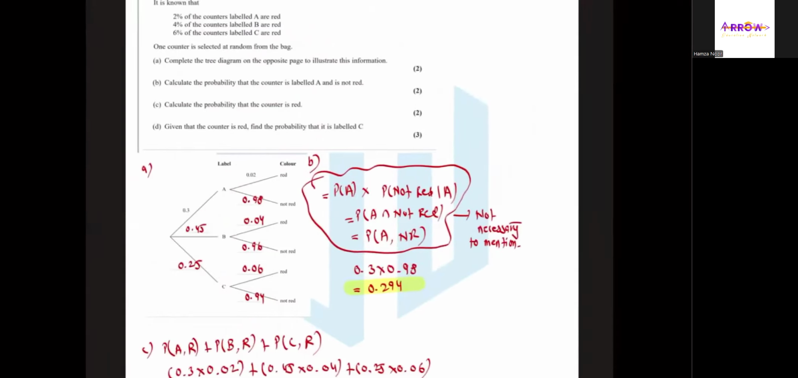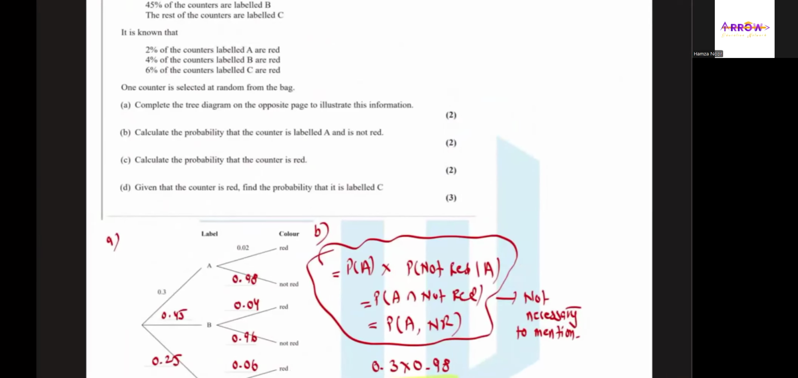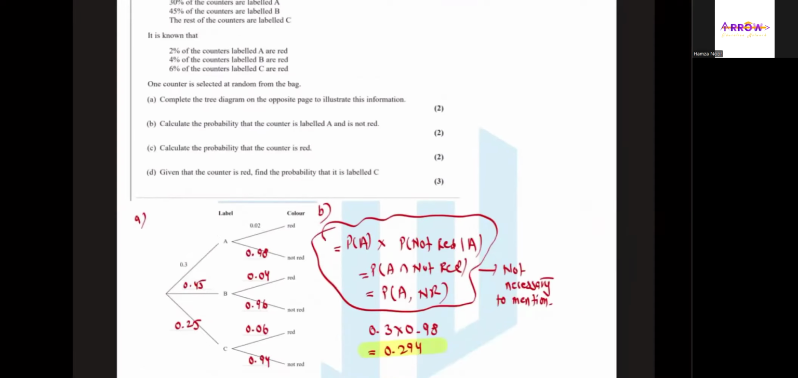Okay, then we have part D. It says that we have a condition. Given that the counter is red, find the probability that it is labeled C. So we need to find the conditional probability that C given red has happened. Okay, so the working for part D is on the next page. I'll fit this picture to the complete page.